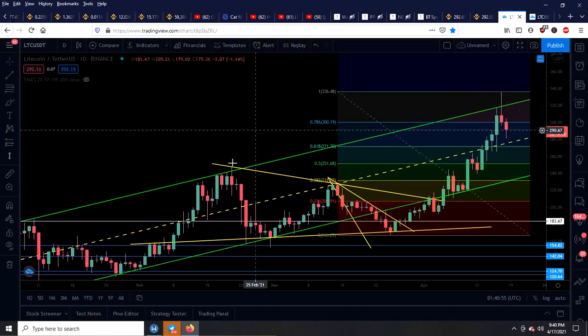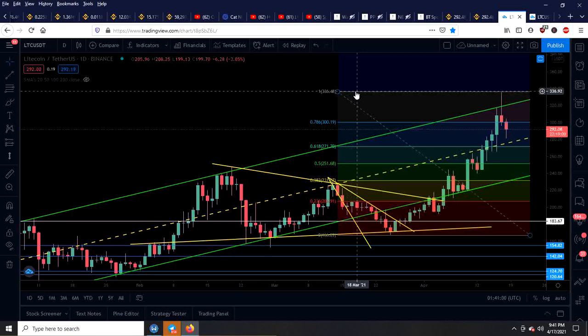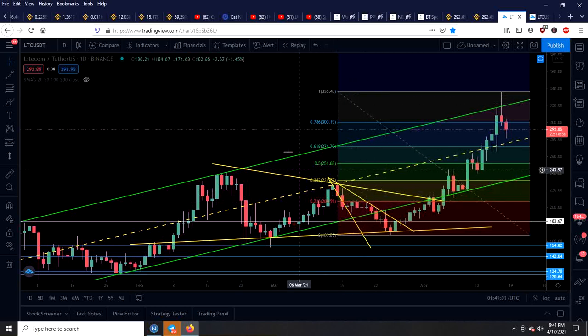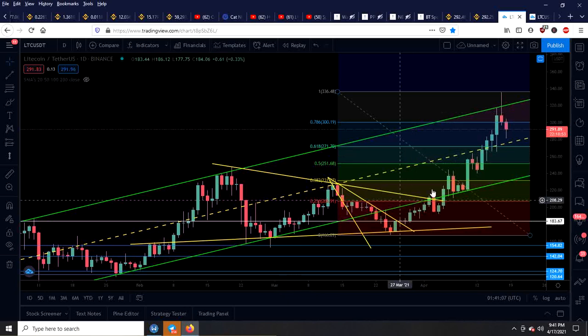Now, the Fibonacci extensions, okay, we went to 336 and some change. Wonderful. We called the parabolic move. We had it, but what are we doing now? Well, when you have a nice parabolic move, you should expect some kind of pullback.